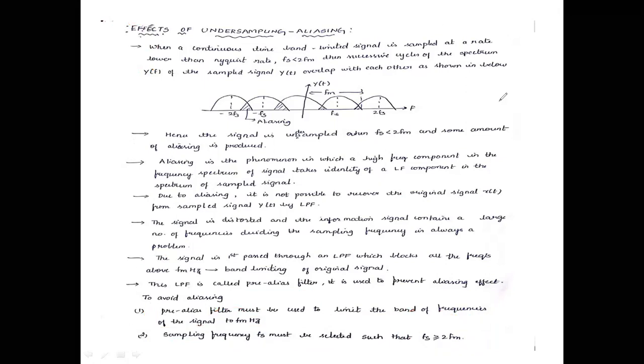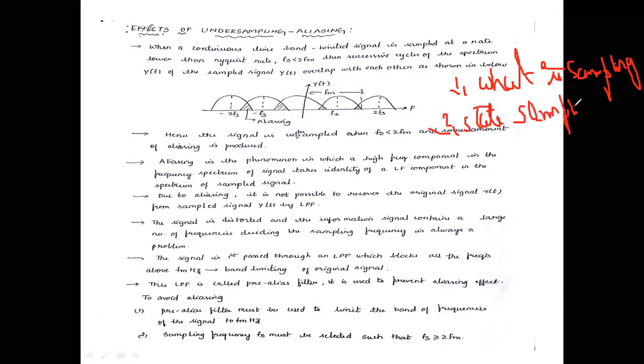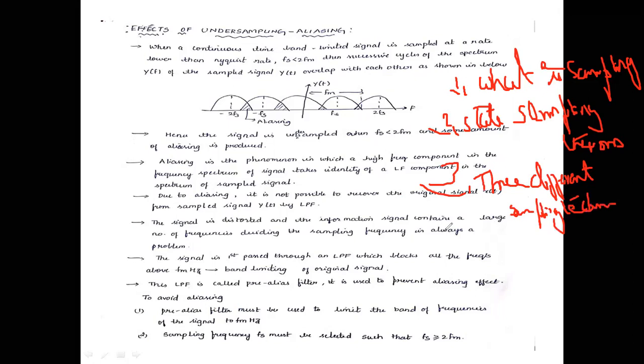Effects of undersampling. In this chapter, you have to learn, first, what is sampling, the definition. Second, the sampling theorem, which is derived by using instantaneous sampling. Third, briefly explain the three different sampling techniques. And fourth, the effects of undersampling, nothing but aliasing.